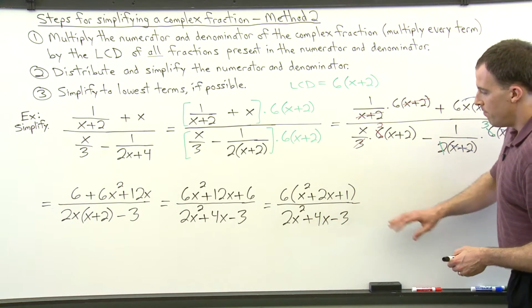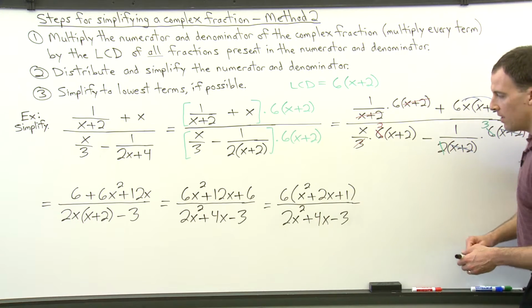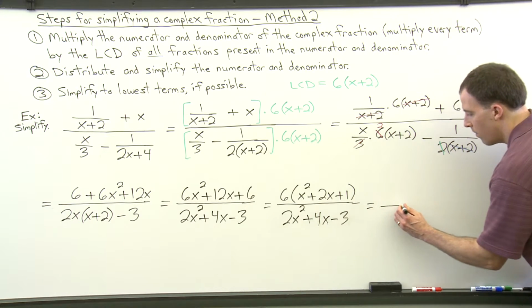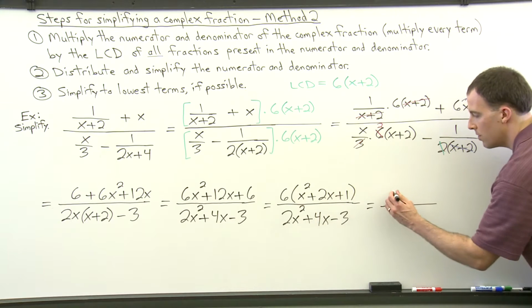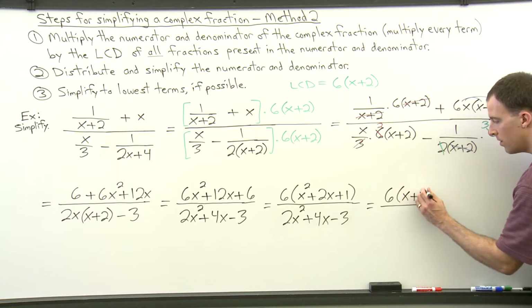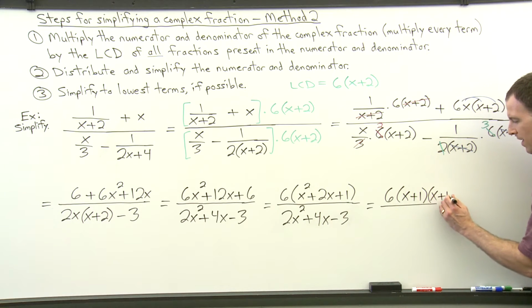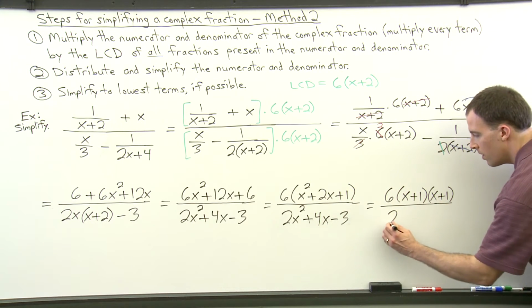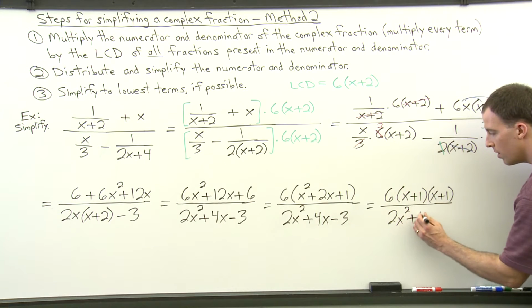So there is nothing that's a common factor that we can cancel out, but we could just take it one step further and factor the x squared plus 2x plus 1. Because that trinomial factors, I believe, as x plus 1 times x plus 1, which is the same thing as x plus 1 squared, and then all over 2x squared plus 4x minus 3.